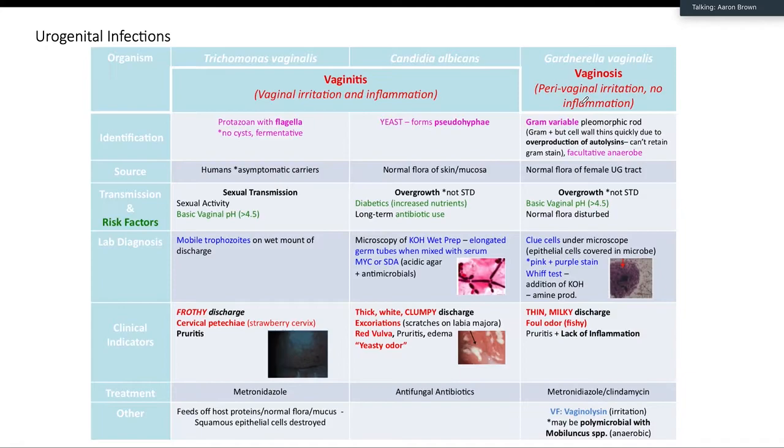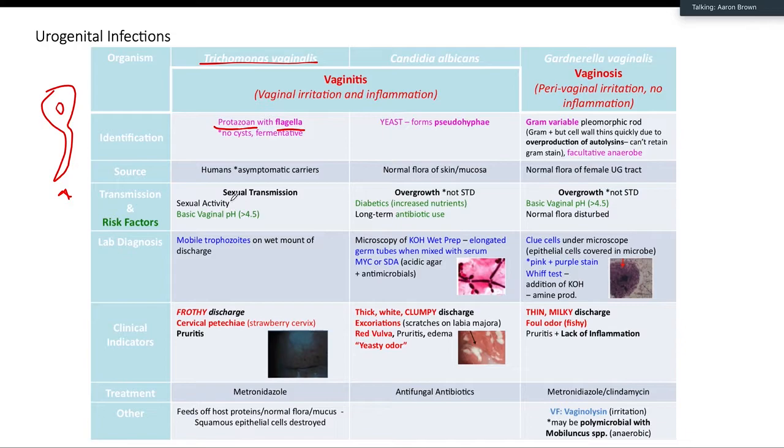Okay, vaginitis and vaginosis. Getting back into our discharges again. We're going to start talking about discharge. So Trichomonas vaginalis. Here, this is due to a protozoa. Protozoa, not a bacteria, not a yeast, not a virus, but a protozoa. It has a flagella on the back of it. Okay, it's got this really nice looking shape where you have the body of the protozoa and a little flagella on the end, okay?